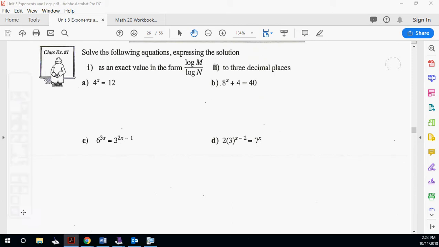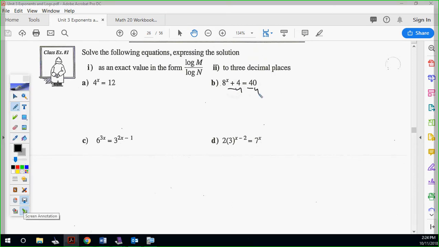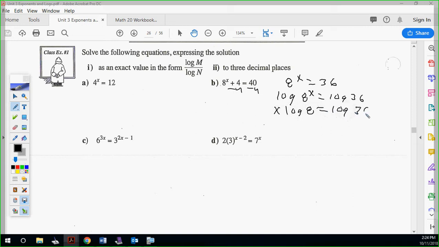Okay, so B, yeah, the first thing you should do is minus the 4. Because when we log both sides, we'd like to have it just with an exponential. So 8 to the x equals 36. Log 8 to the x, log 36. So x log 8. Okay, divide the log 8. And so then x should get you 1.723 here. Okay, so this is your exact form.